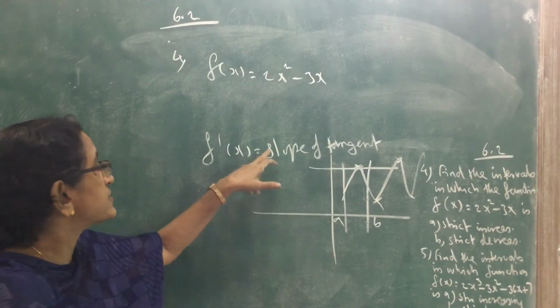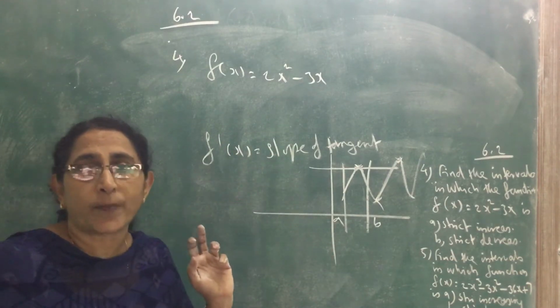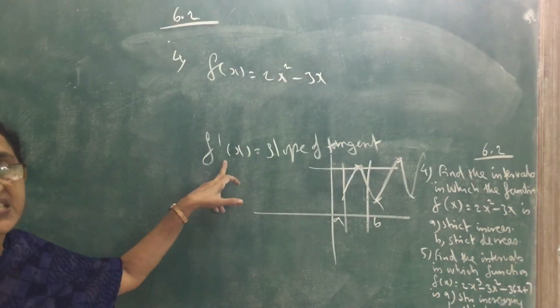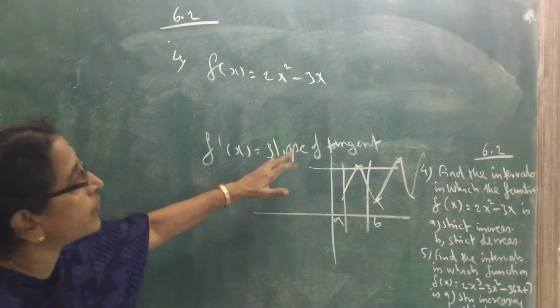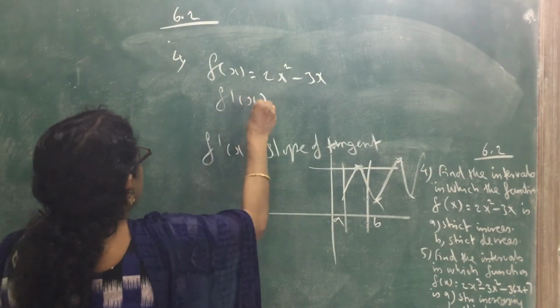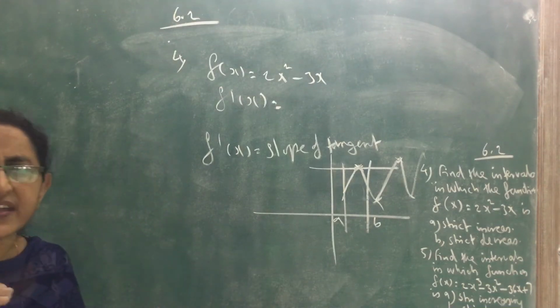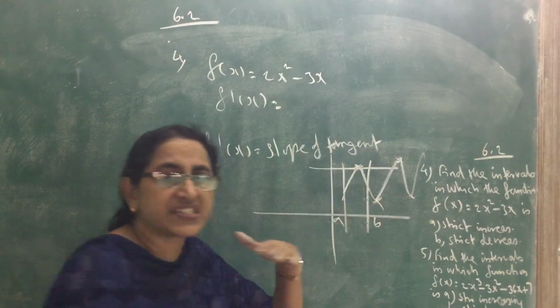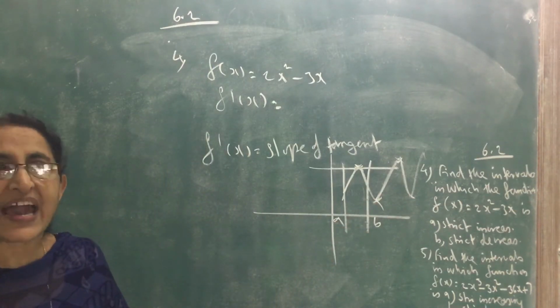That means the slope of the tangent will be 0, that is, f dash x equal to 0, because the slope of the tangent is equal to f dash x. Therefore, we find f dash x. We will find such points on the curve at which the slope of the tangent is 0, that is, f dash x equal to 0.